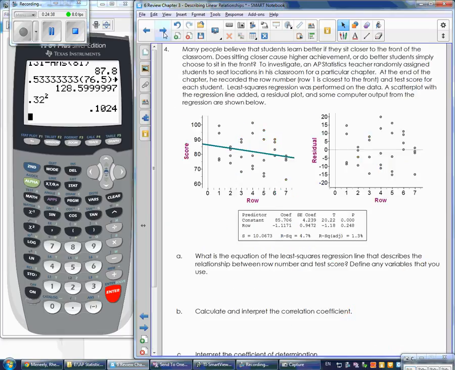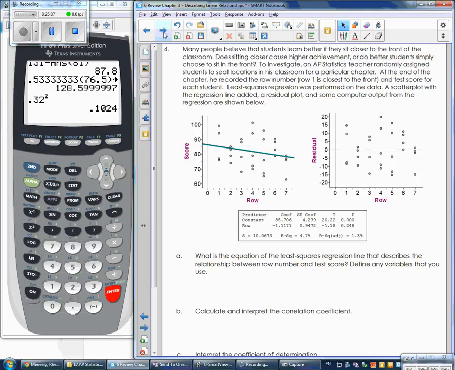All right, the last question, number 4, and this is how I would expect it to be presented on your AP exam, where you have a situation, you have a scatter plot, you have a residual plot, and then you have some summary statistics. So it says in number 4, many people believe that students learn better if they sit closer to the front of the classroom. Well, does sitting closer cause higher achievement, or do better students simply choose to sit in the front? To investigate, an AP statistics teacher randomly assigned students to seat locations in his classroom for a particular chapter.